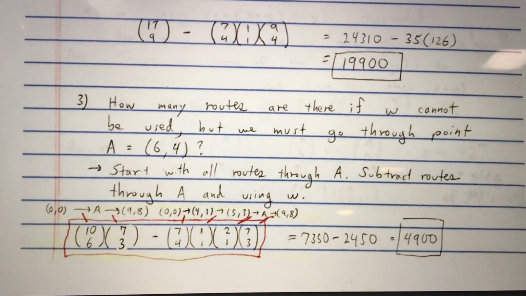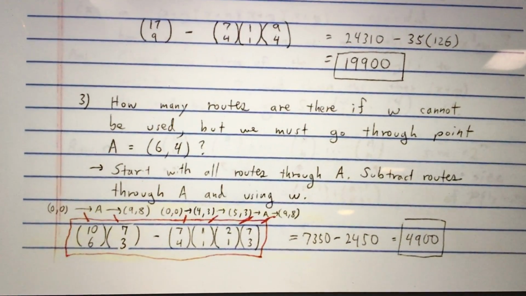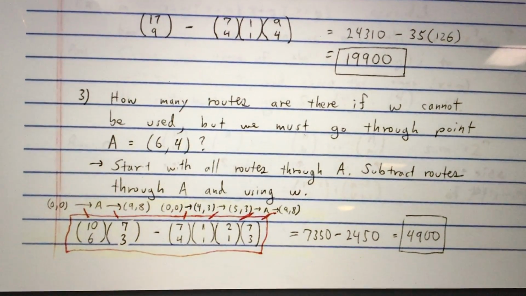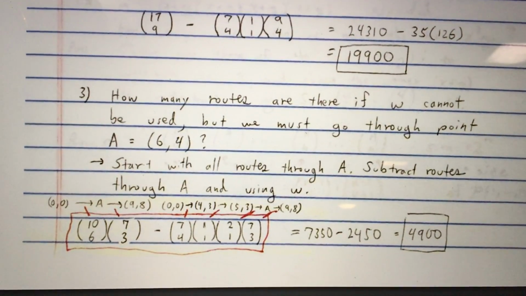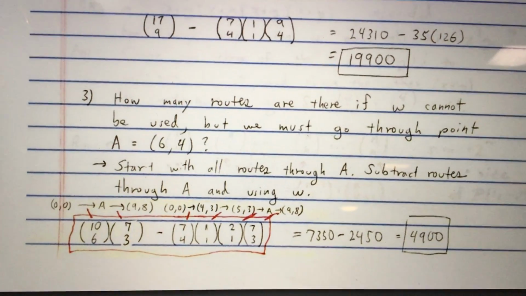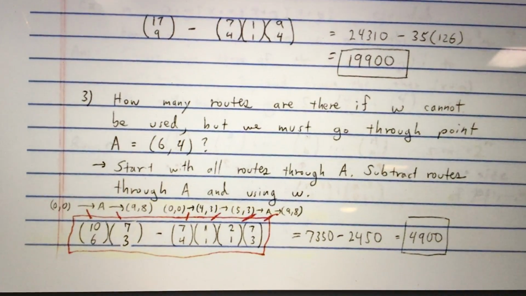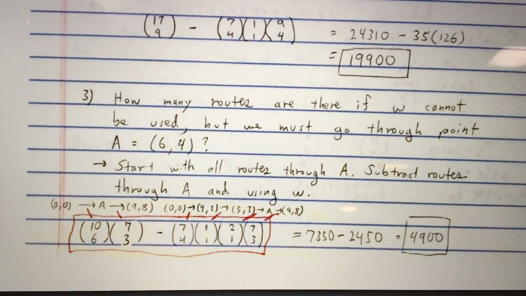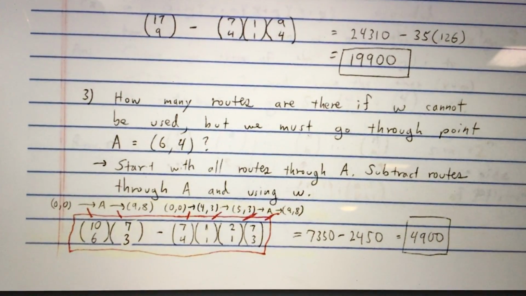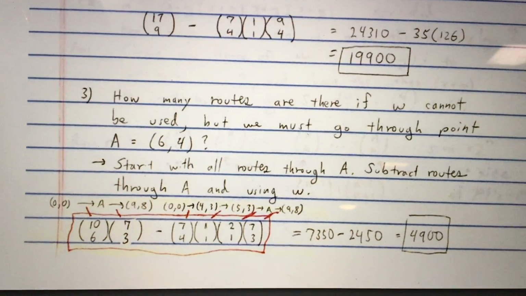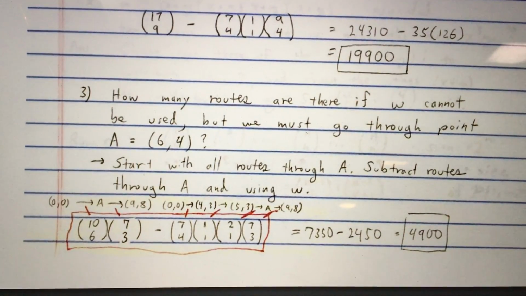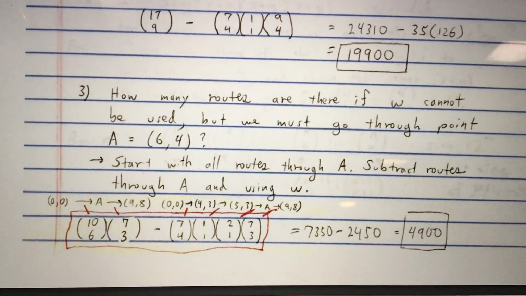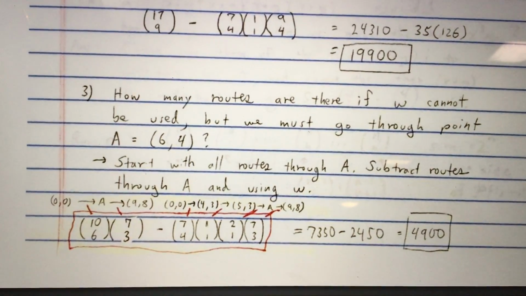Then we want to subtract all the routes that go through A and use W. So A is up above W, and so it is possible to go through W first and then hit A on your way to the finish. So it starts out counting the ways to get to the beginning of W. That's 7 choose 4 from 0, 0 to 4, 3. Then use W, that's the 1, 1, takes you to 5, 3.